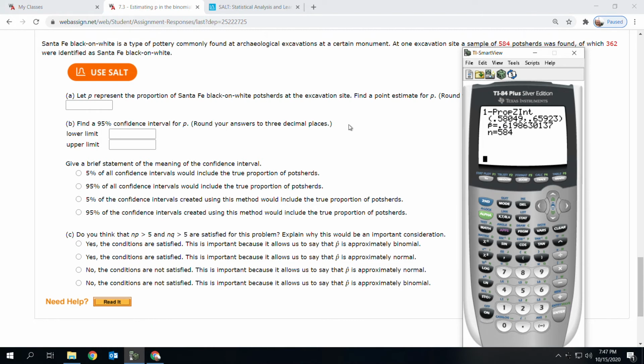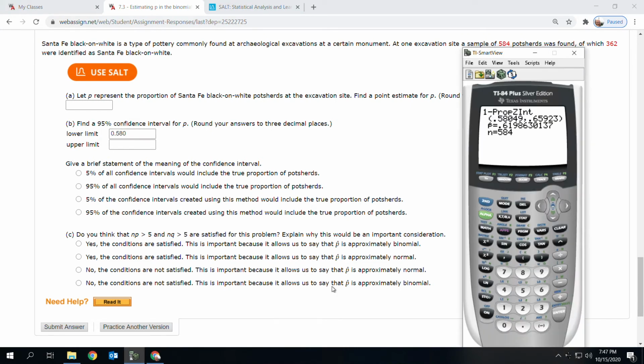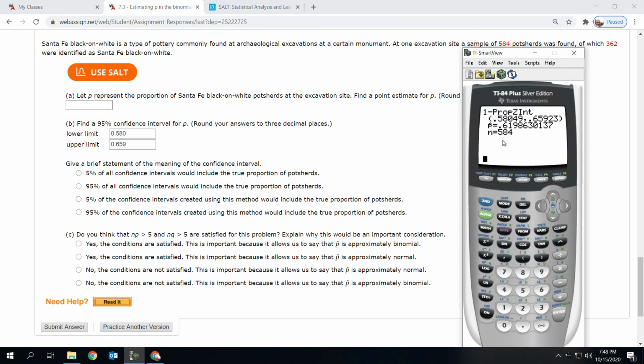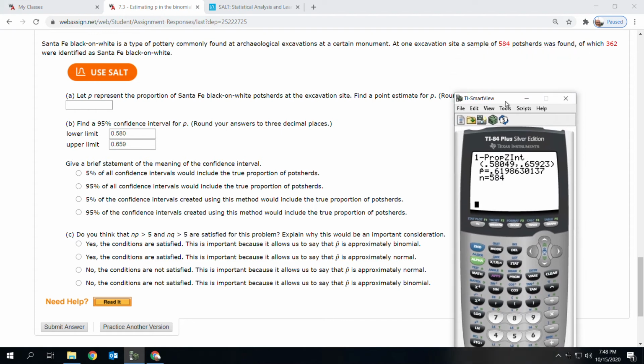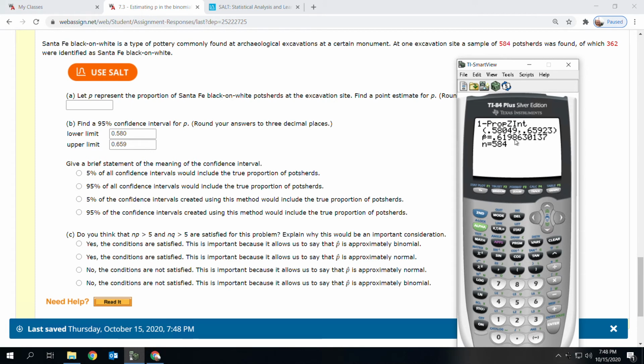All right. The lower limit, and be careful around the 3 decimal places, is 0.580. The upper limit is 0.659. Part A, the p hat. That is given right here. P hat is point, how many places? Round to 4. So this is 0.6199.